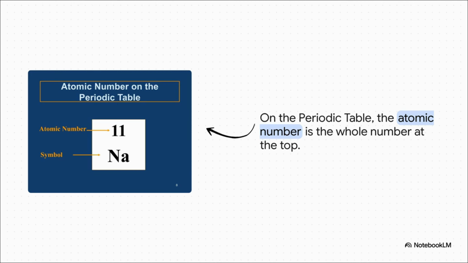And finding it is super easy. Just grab a periodic table and look at any element. See that whole number right there at the top? That's it. That's the atomic number. For example, look at sodium right here. Its symbol is Na. What's its atomic number? It's 11. So what does that tell us? It tells us that every sodium atom in the universe has exactly 11 protons.